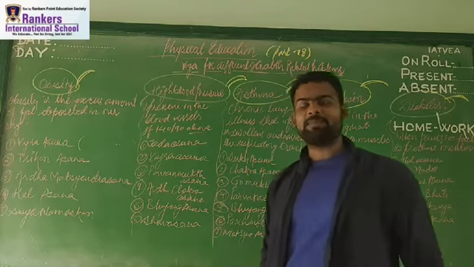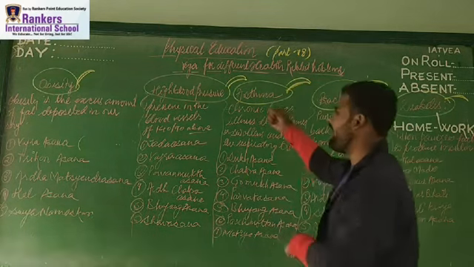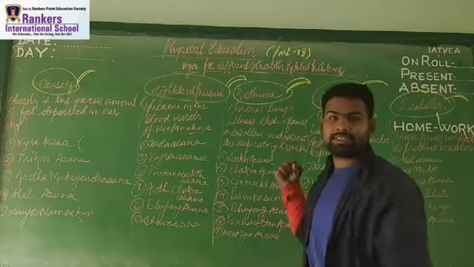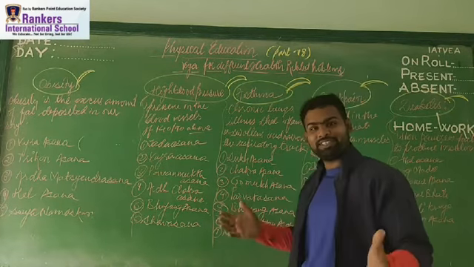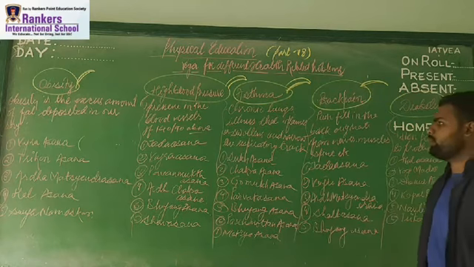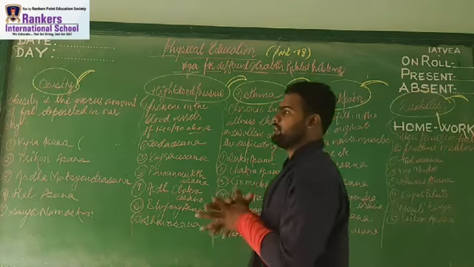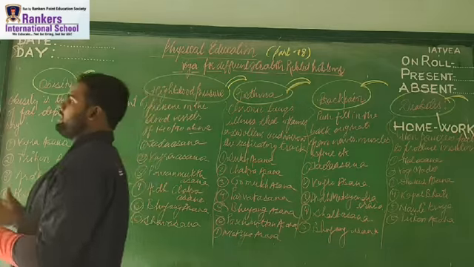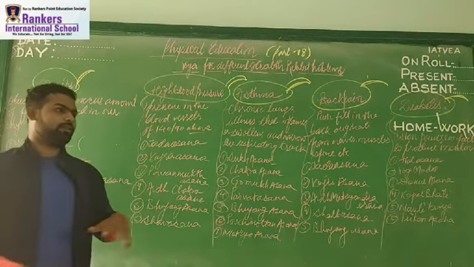Got it, dear students? Now let's come to the next topic, and our next disease is asthma. Which disease? It is asthma. Now what is asthma? Asthma is a chronic lung disease. There is a problem related to the lungs.